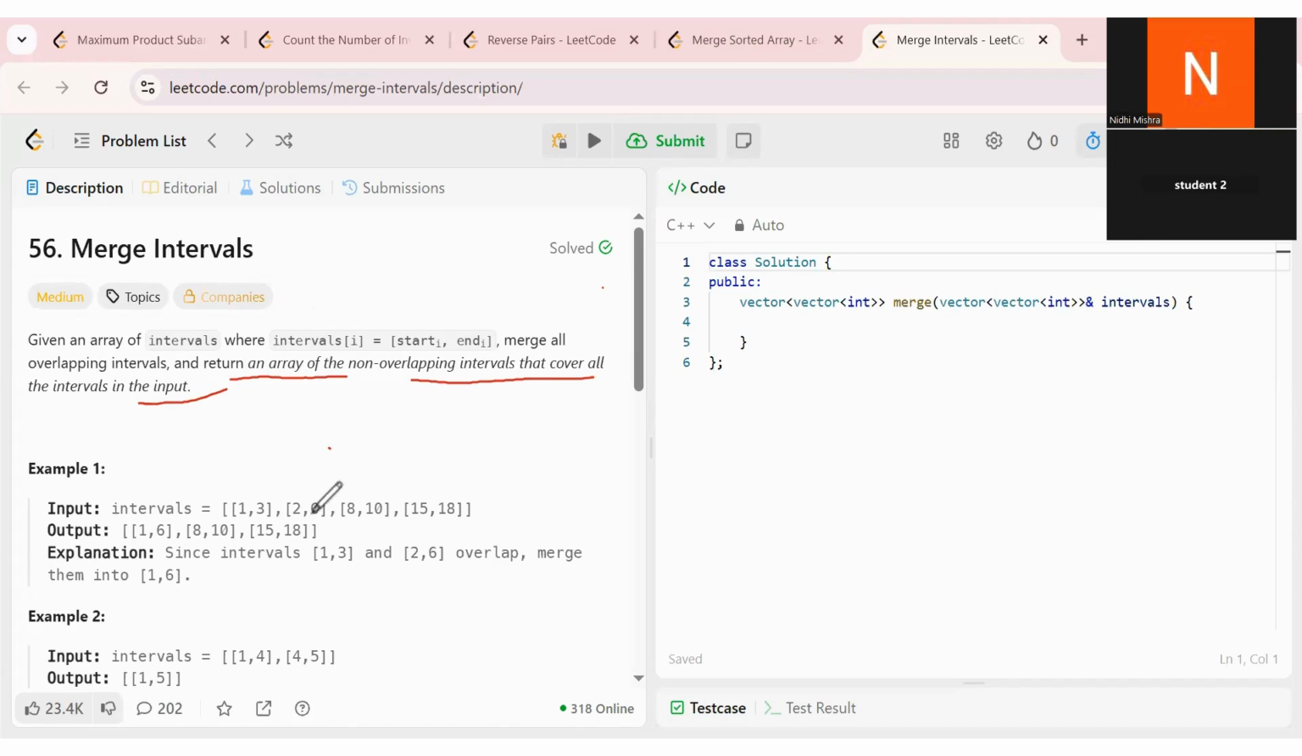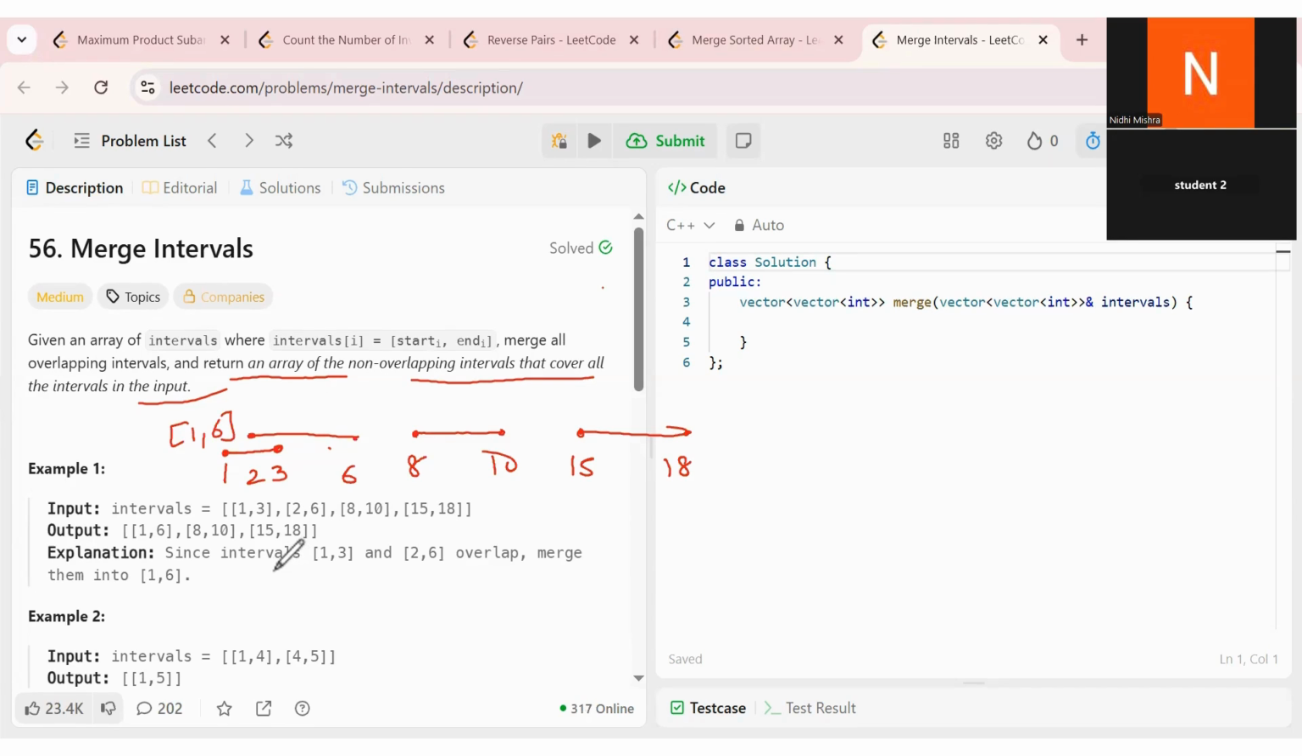Correct? So this is our intervals. This is 1 to 3. This is 2 to 6. Suppose here it is 2 and here it is 6. Now this is 8 to 10. And this is 15 to 18. Correct? Now here this is an overlapping interval. We can write this as 1 to 6. This is non-overlapping. This is non-overlapping. So there are 3 non-overlapping intervals. Correct?